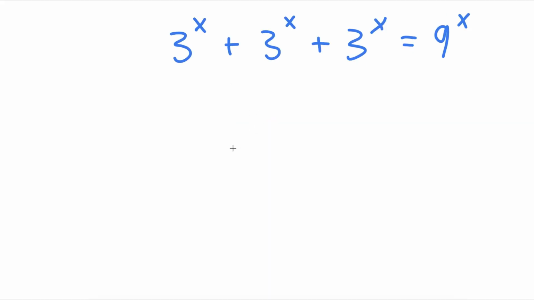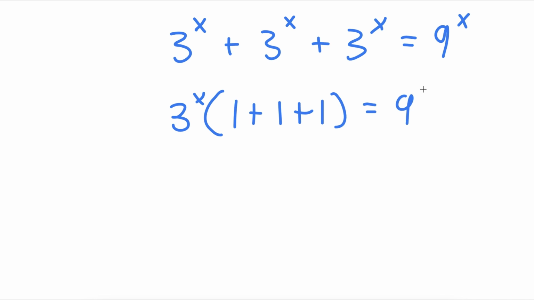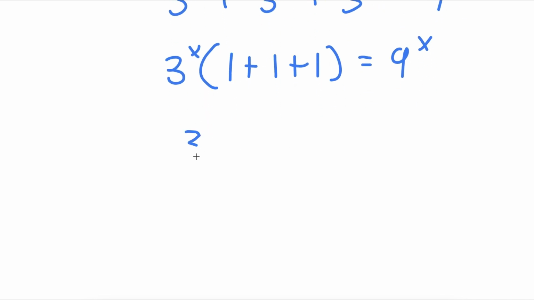Alright, so in this problem, I have 3 to the power of x plus 3 to the power of x plus 3 to the power of x is equal to 9 to the power of x. So I'm going to first start by factoring out 3 to the power of x. So I have 3 to the power of x times (1 plus 1 plus 1) is equal to 9 to the power of x. Now if I simplify what's in the parentheses, I get 3 to the power of x times 3 is equal to 9 to the power of x.